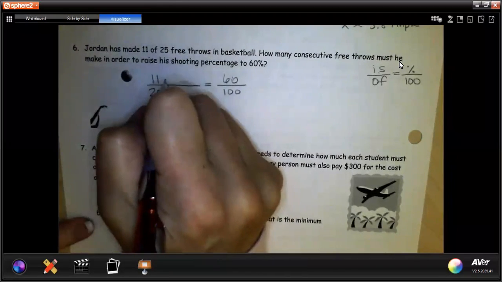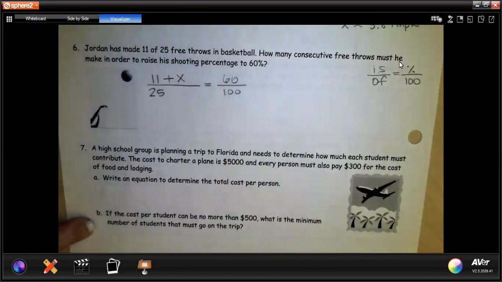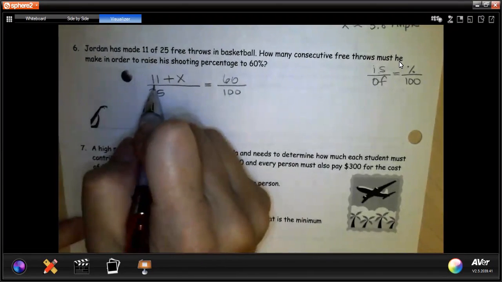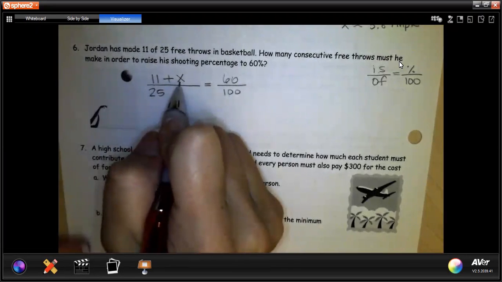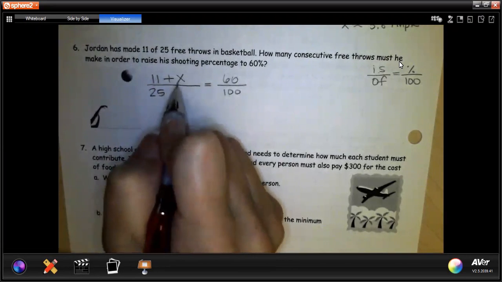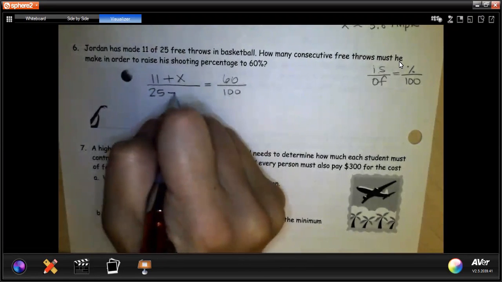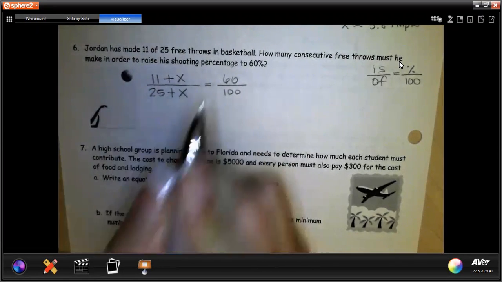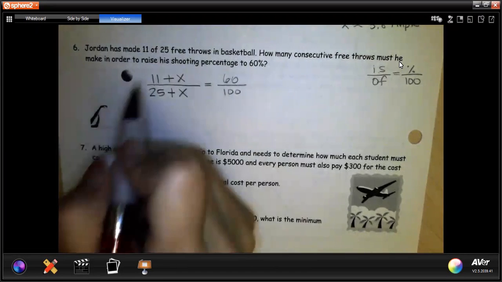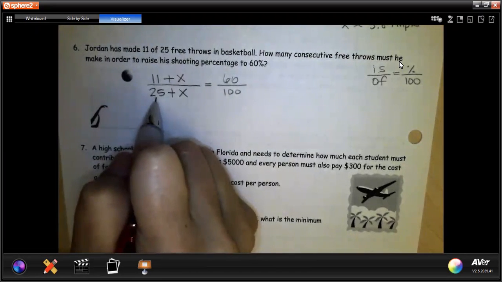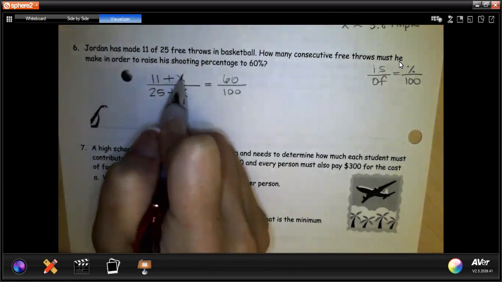Now he's going to make more, so I'm going to add that to the 11. This is what he's made. So he's made 11. He's going to make some more to get his percentage up. However, if he's making them, he is also shooting them. So we need to add that to the bottom as well. So he has shot 25 and he's going to shoot more that he's going to make.